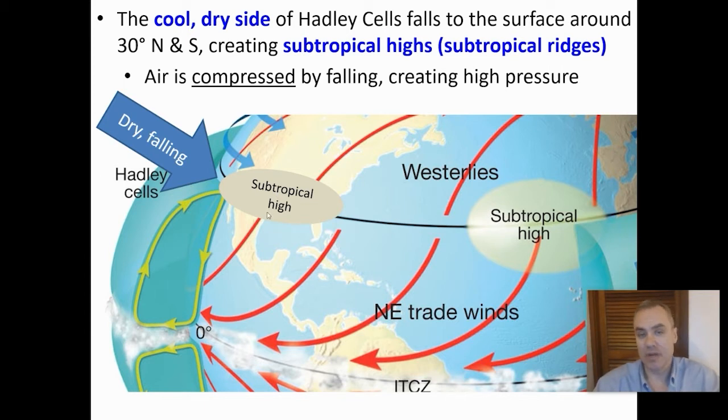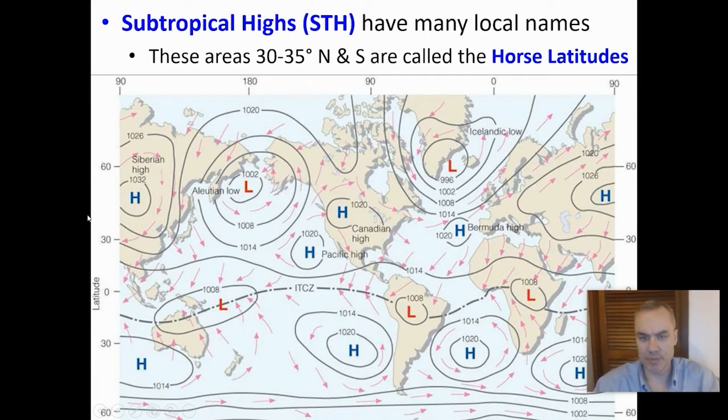It's also high pressure because it's cooler air. That's called a thermal high. So it's both a thermal and a dynamic high in the subtropical highs. So there's this whole ridge all around 30 degrees, all these subtropical ridges or subtropical highs. These go by different names around the world. Here's the Pacific High, the Bermuda High, just depending on where you are, these local names. And they're often called the Horse Latitudes. They're nicknamed the Horse Latitudes, around 30 to 35 degrees.